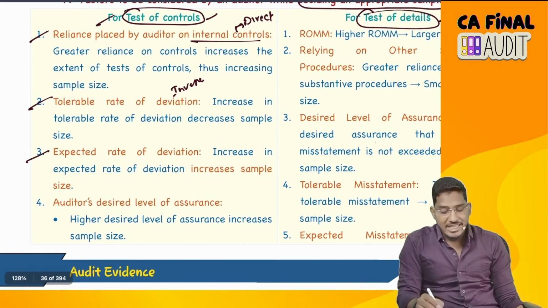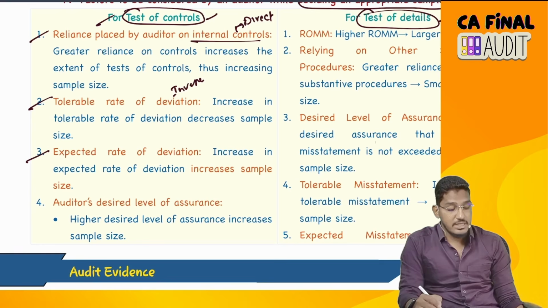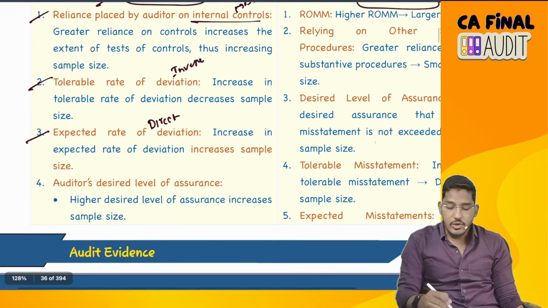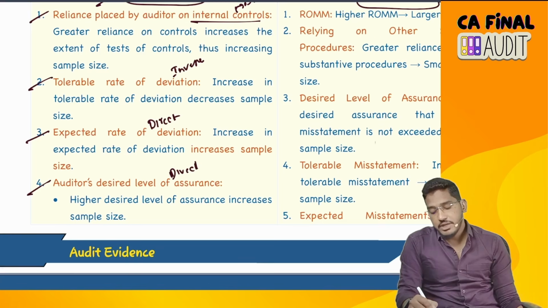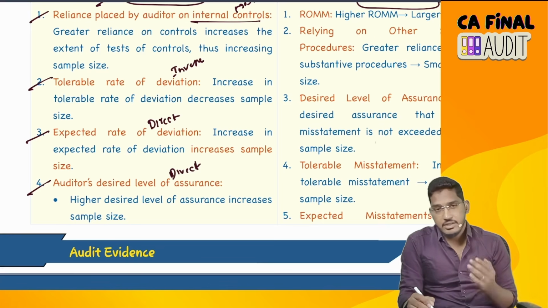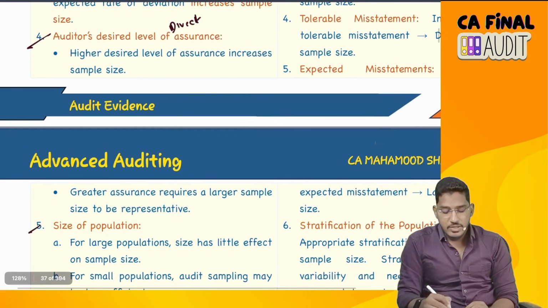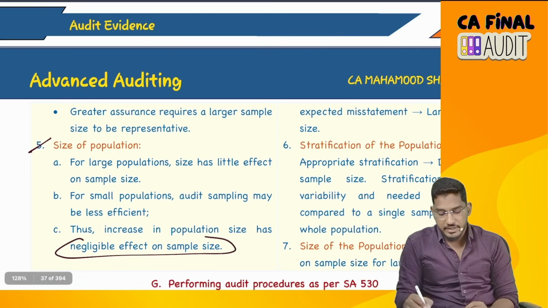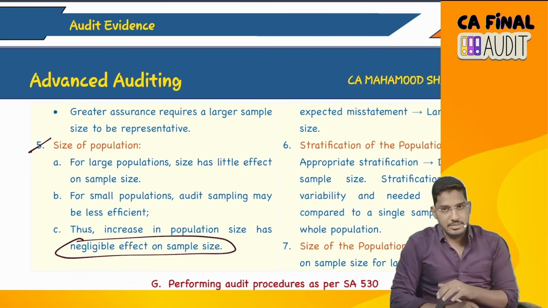And it also depends on the expected rate of deviation. If the auditor is expecting more deviation, bigger sample size. If the auditor is expecting less deviation, smaller sample size. So here you will have a direct relationship. Then it also depends on the auditor's desired level of assurance. If the auditor wants more assurance, he will take a larger sample size. If he is satisfied with a lesser level of assurance, he will take a smaller sample size. It also depends on the size of the population, but they say here that the size of the population will have a negligible effect. It will not have a major effect on the sample size.